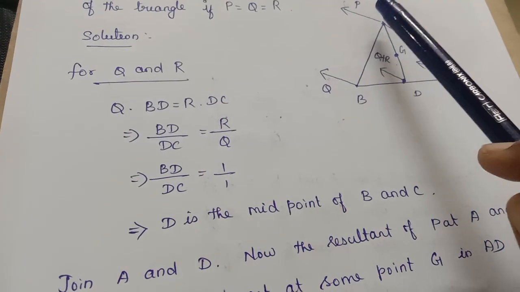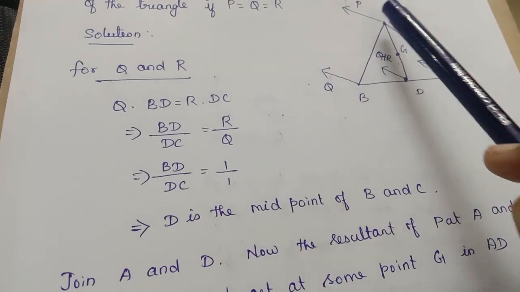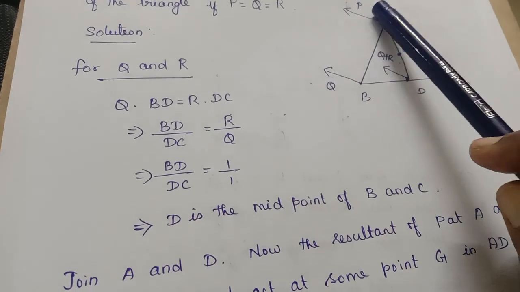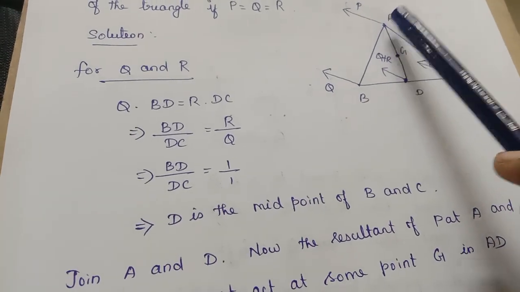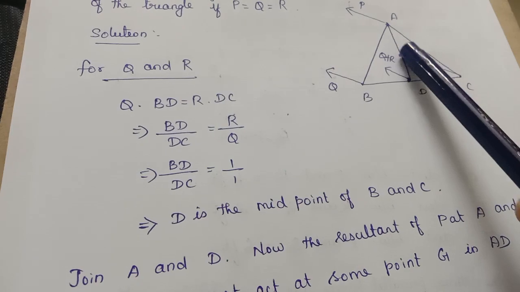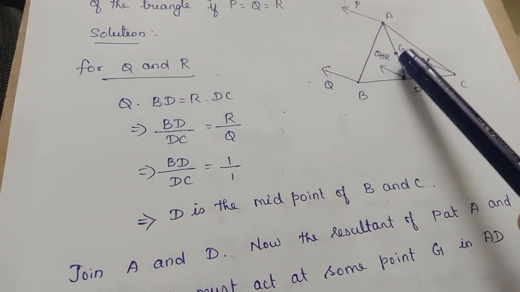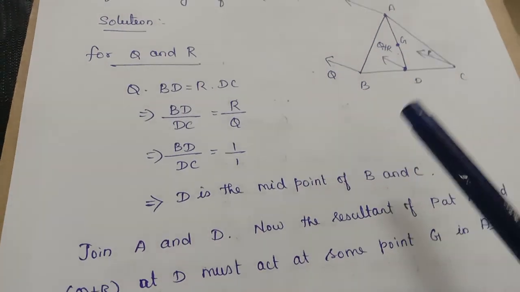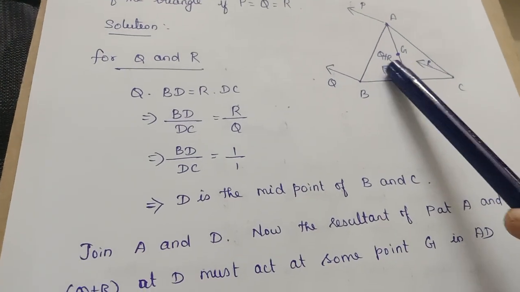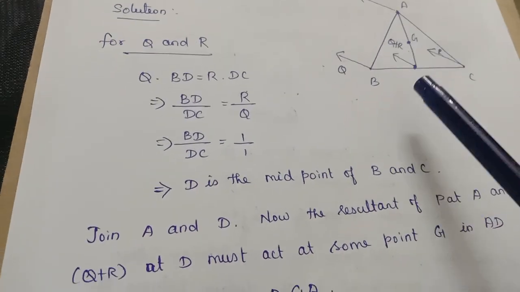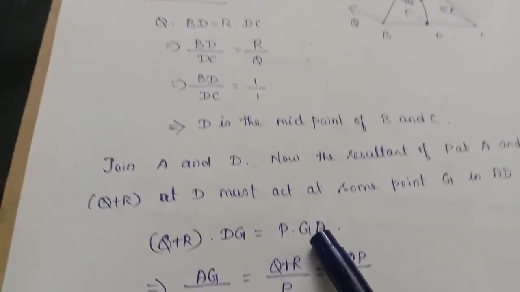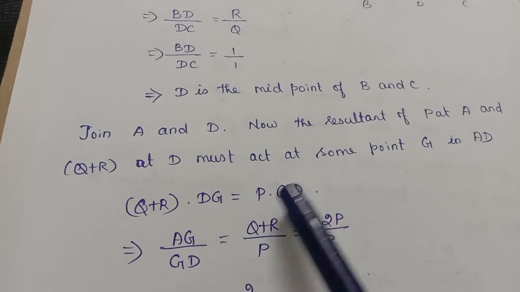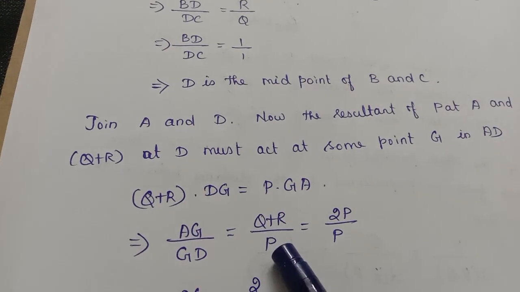Now I'm left with only these two forces. One is force P at A, another one is force Q plus R at D. So the resultant of these two forces will be lying at some point on the line AD. Let me assume randomly it has the point G somewhere here. Now apply the resultant of like parallel forces: P into GA equals Q plus R into DG. So AG by GD is equal to Q plus R by P.